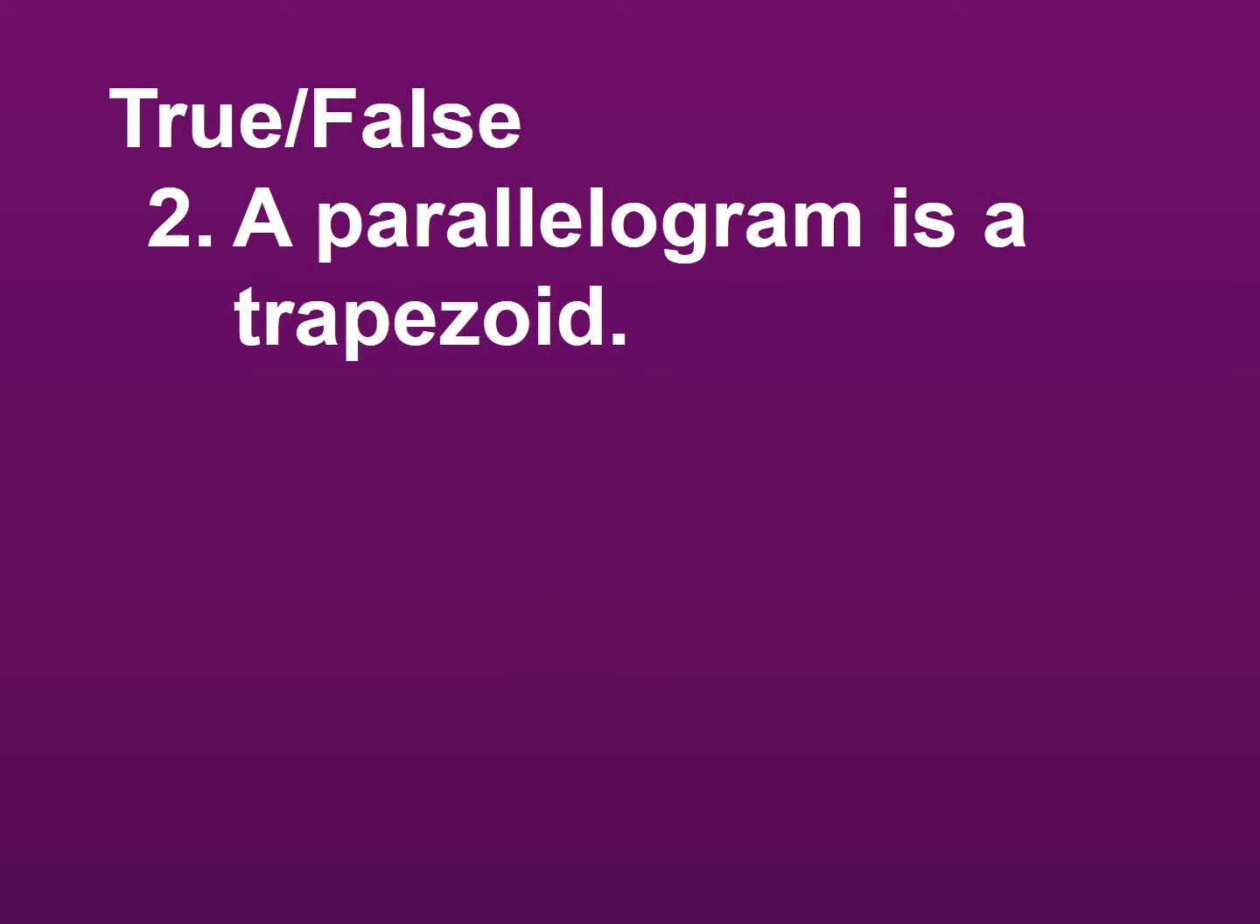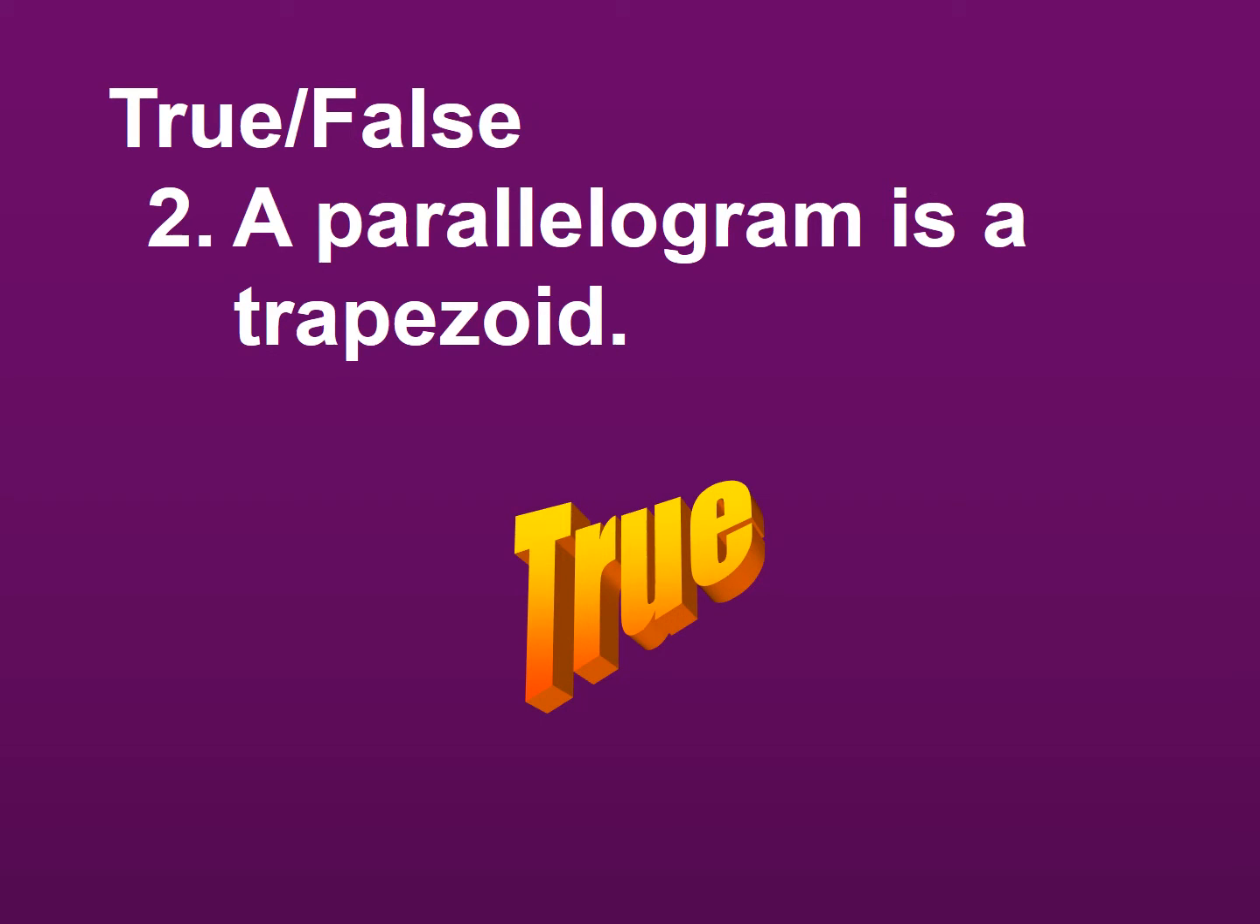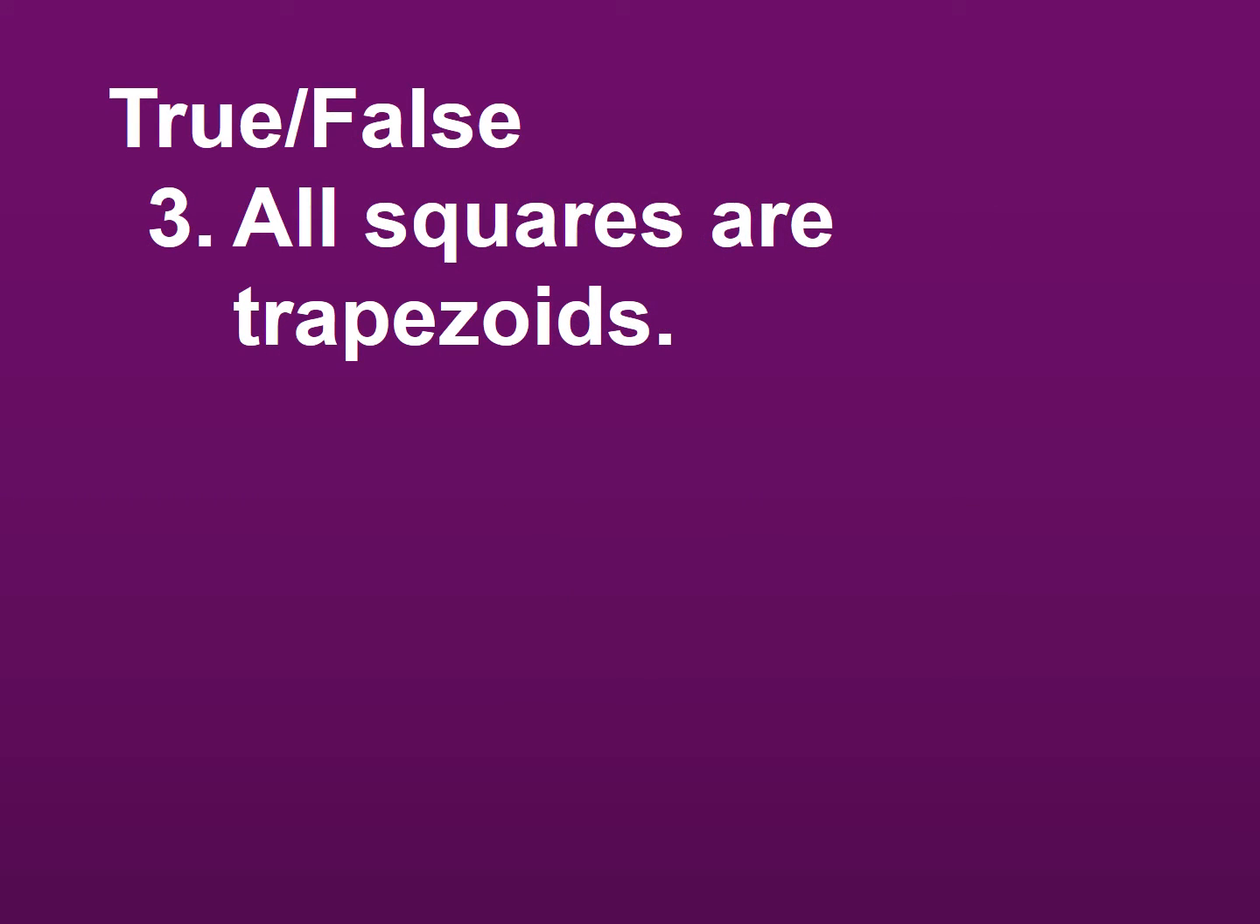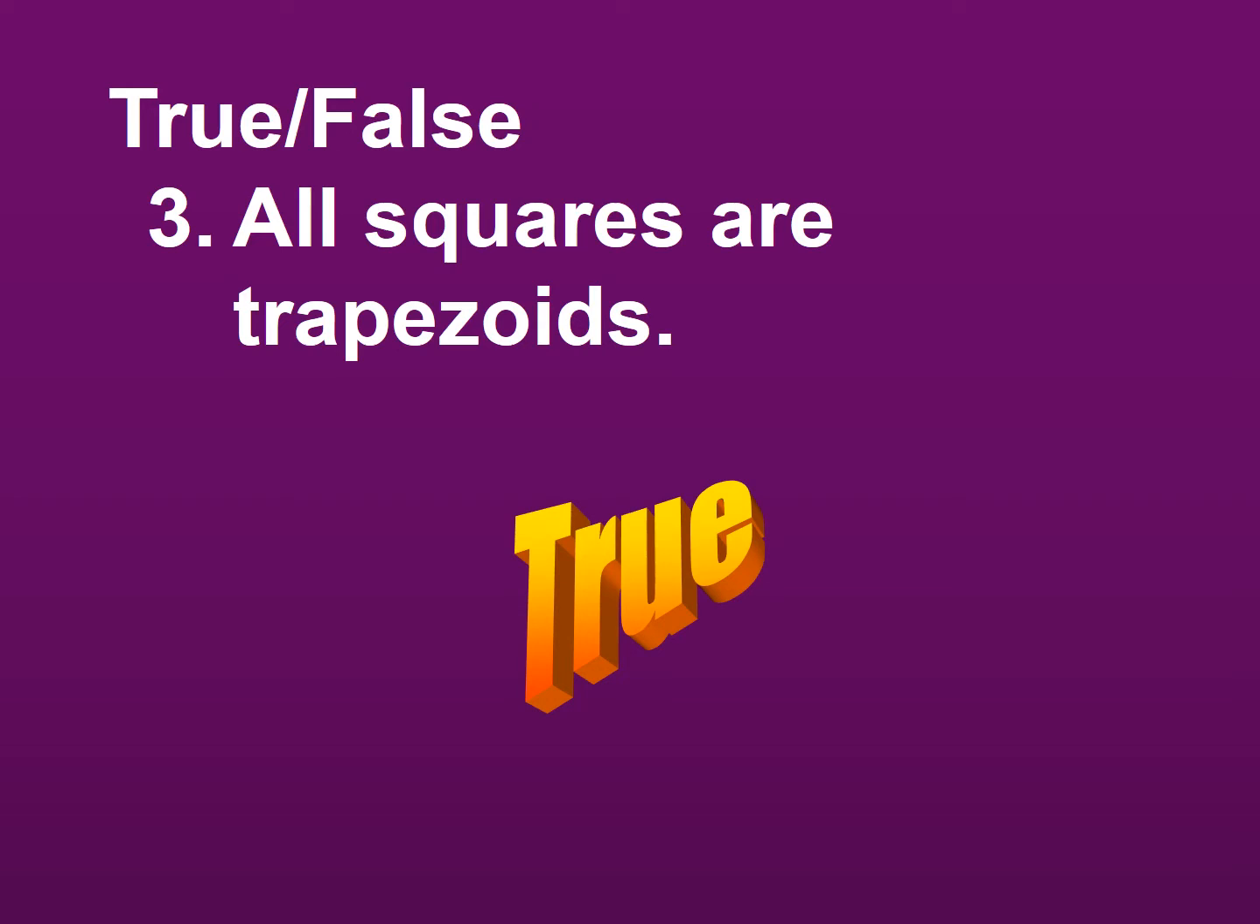Next question. A parallelogram is a trapezoid. Now this would be true because a parallelogram has two pairs and a trapezoid only needs one. So it exceeds the definition of trapezoid, which means that it is a trapezoid. All squares are trapezoids. That is true because all squares have at least one pair of parallel sides.